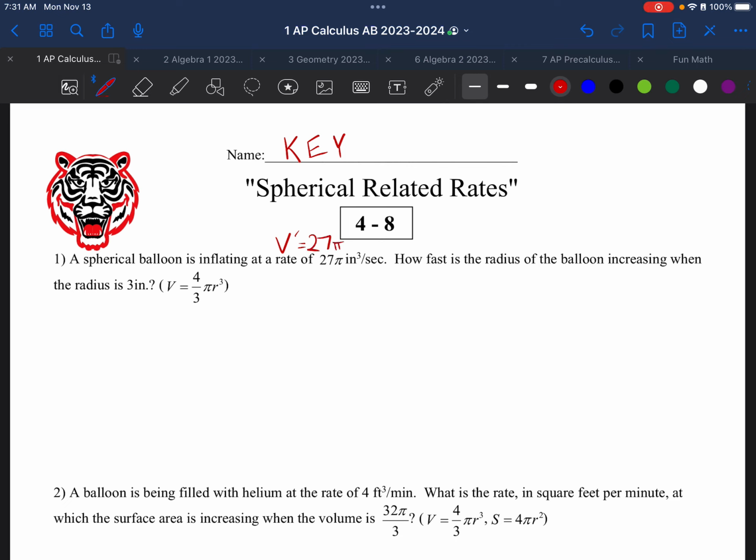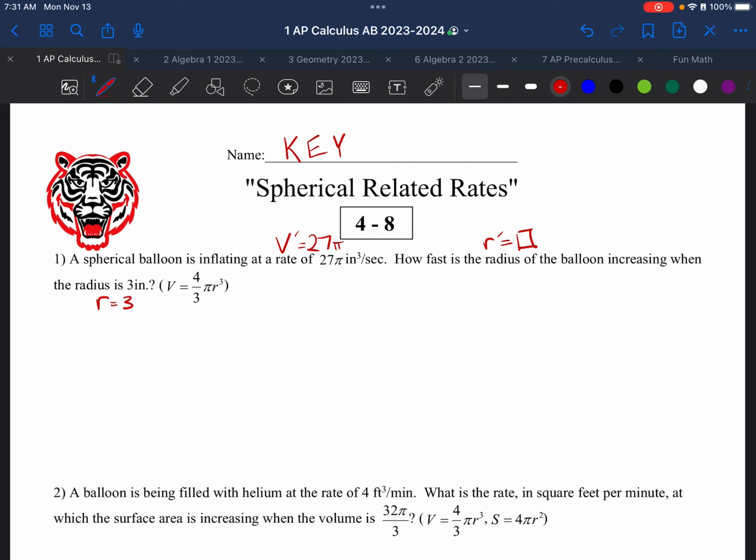It's asking for the speed, how fast is the radius, so that's talking about an r prime. R prime is what we're looking for, and it's supposed to be increasing, so it should be positive, when the radius is 3 inches, so the radius here is going to be 3 inches.